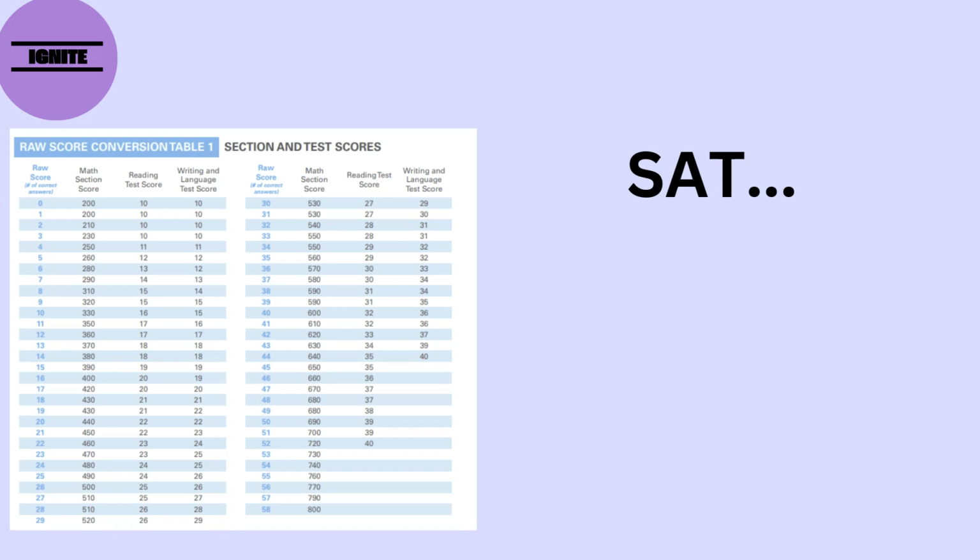So the raw score is the number of correct answers per section, and the corresponding score of the reading test, the writing and language test score, and then the math final calculated score.